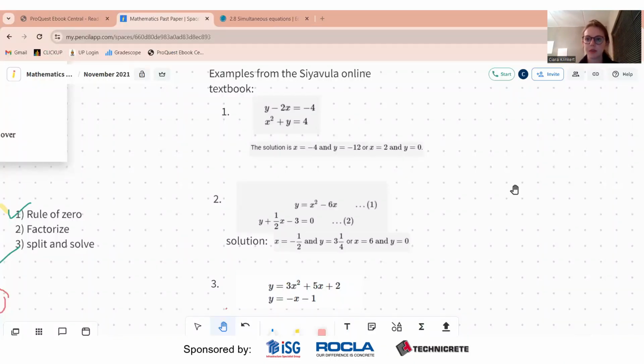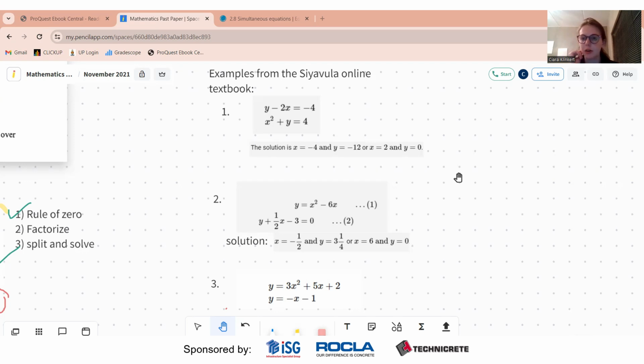Here are some examples of simultaneous equations from the Siabula online textbook. Please pause the video and copy these examples down and try them by yourself. For the first and second equations, I've given you the solution. So hopefully that will help you practice this section.